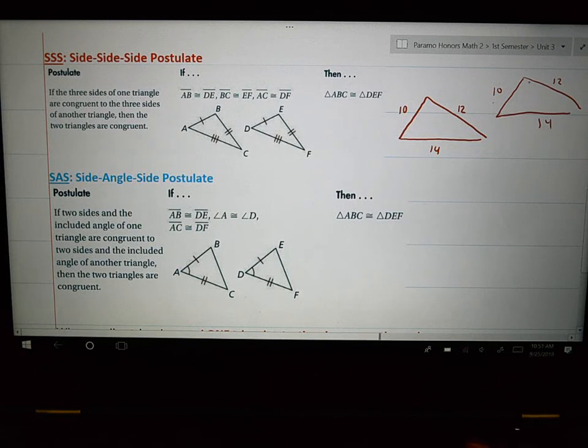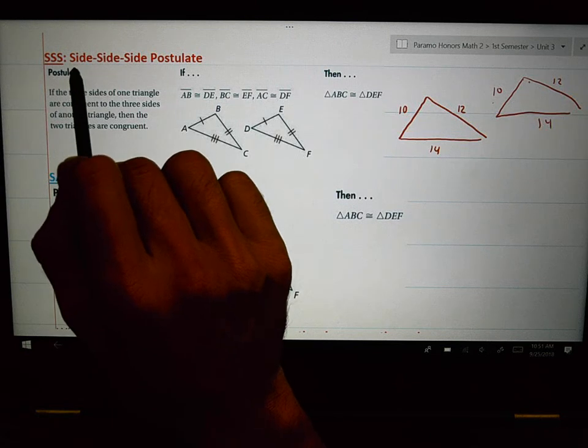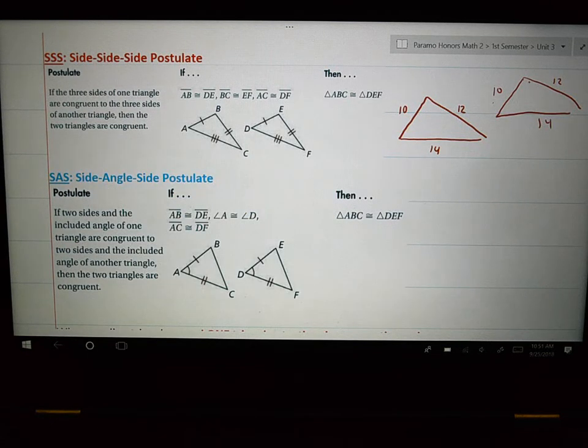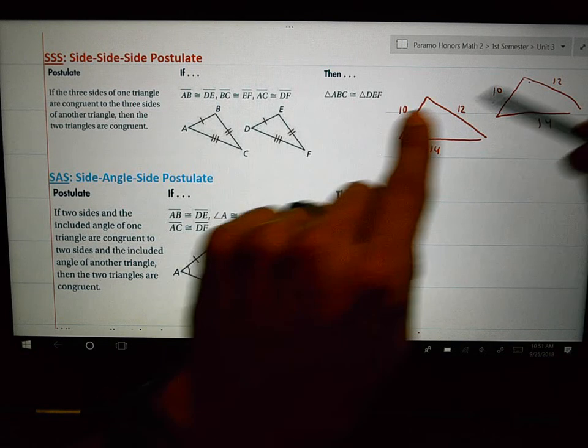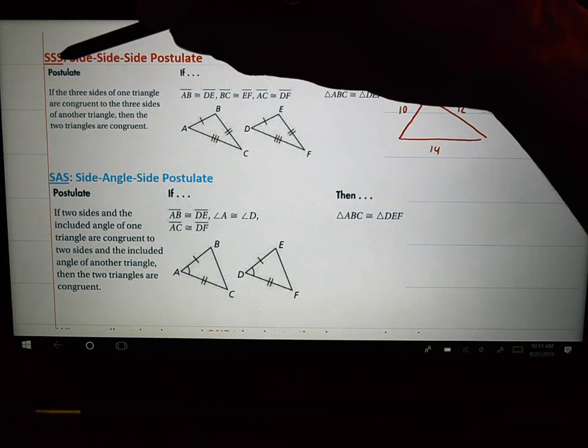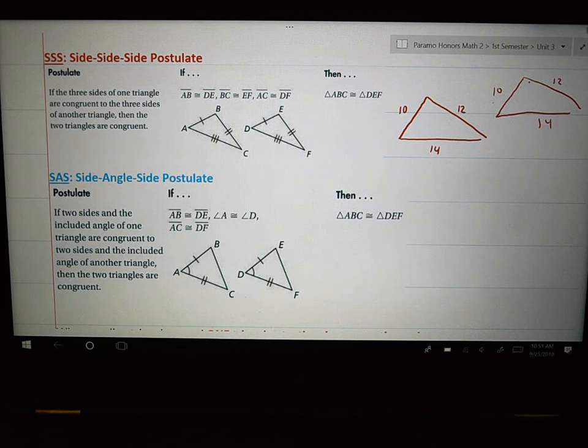It's true. That's why this is called the side-side-side postulate. It's an accepted fact. Mathematicians accept it. You should too. If all sides are going to be the same, then guess what? All the angles are going to be the same as well. But you have to have a minimum of knowing all three sides are the same. I'm hoping that makes sense to you.